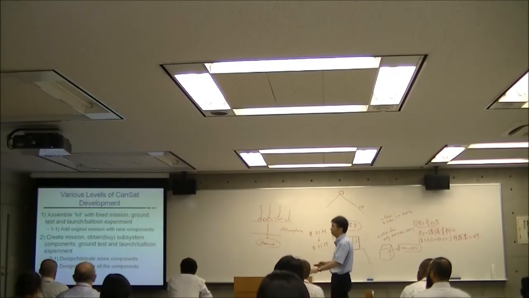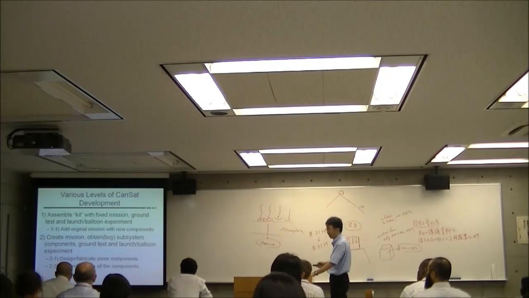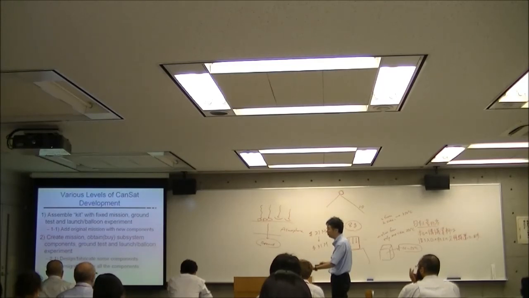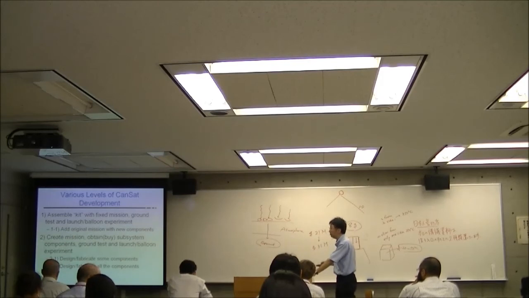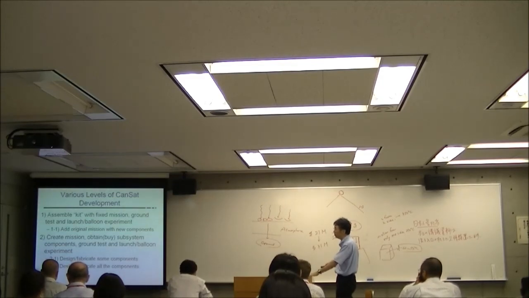And the second part, there is no kit. Okay. So you should create the mission, obtain or buy subsystem components. You can find where to buy such kind of subsystem components, and then do assembly, integration, and test. And launch balloon experiment. So this is the advanced type of the CanSat experiment.